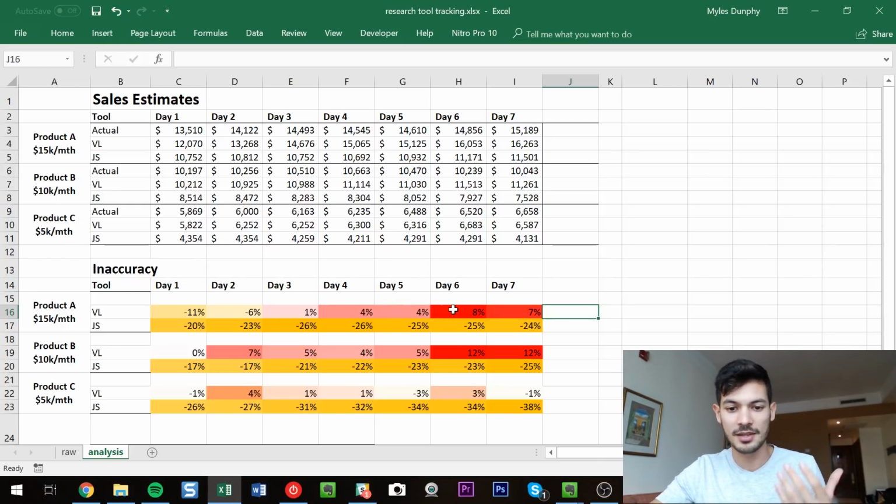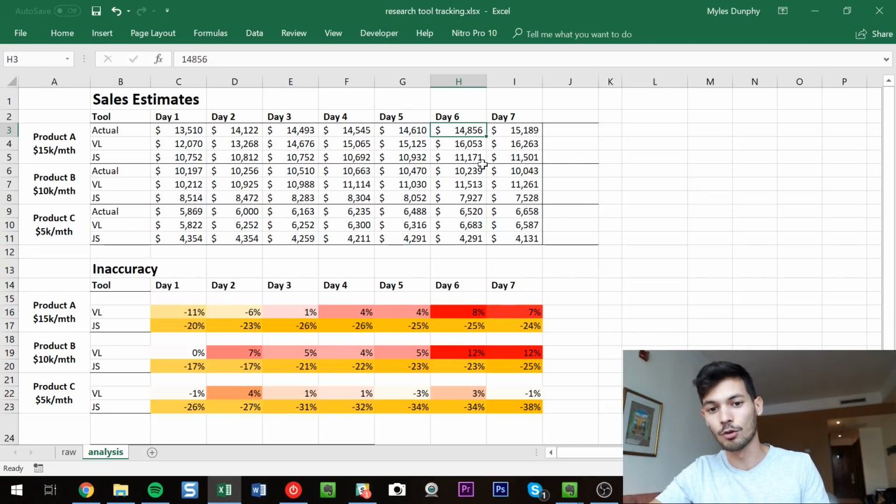So that means that basically on, say day 6, it was overestimating sales by 8%. So I actually had sold $14,800 in the last 30 days, but Viral Launch thought it was $16,000. So that means that if you went into a product basically based off these numbers, then you would actually be expecting to get 8% more than what you would actually get.